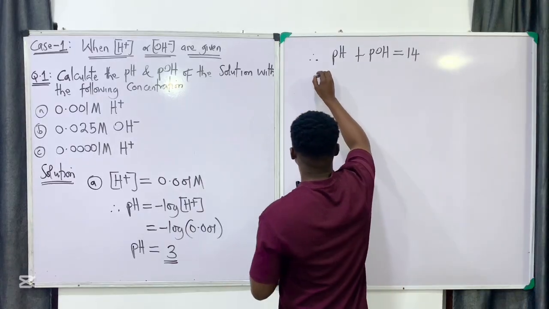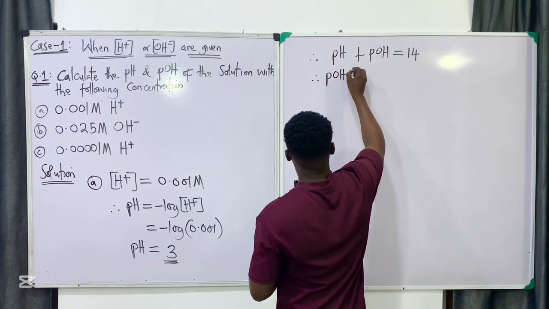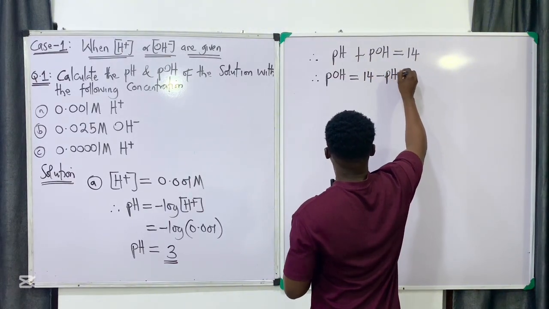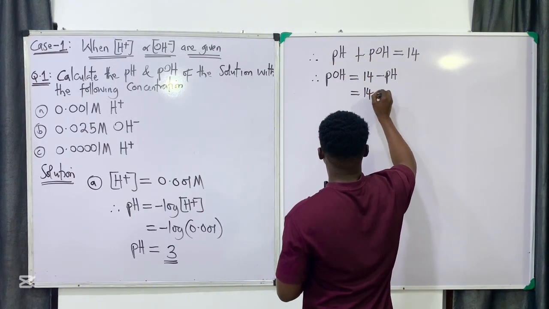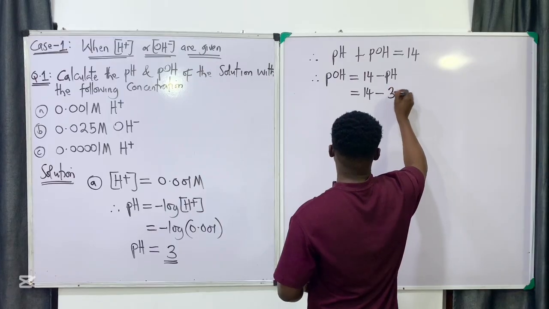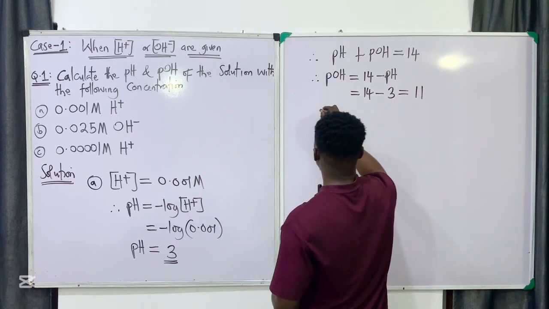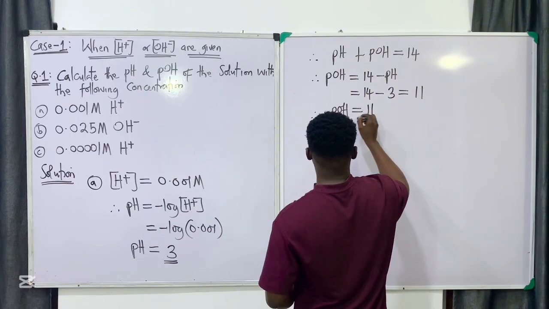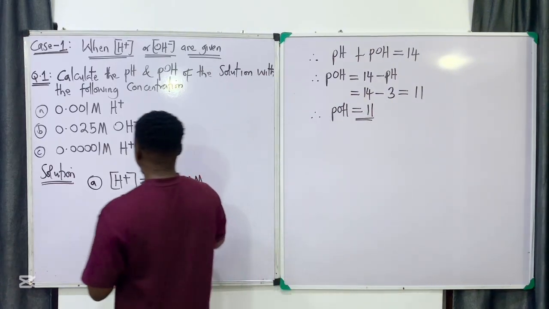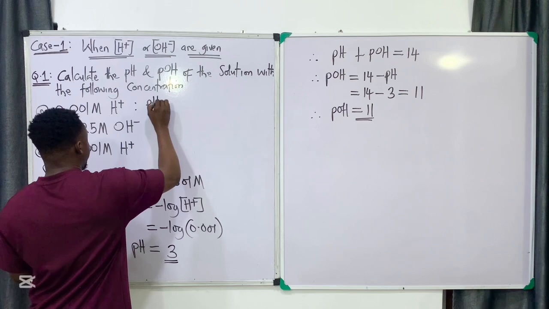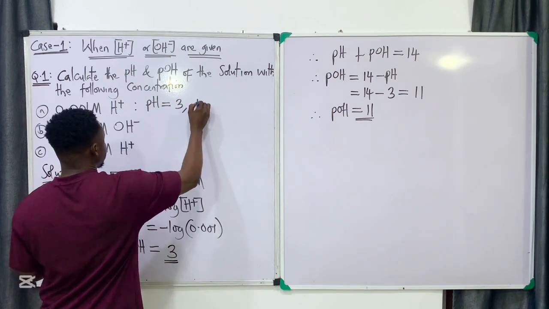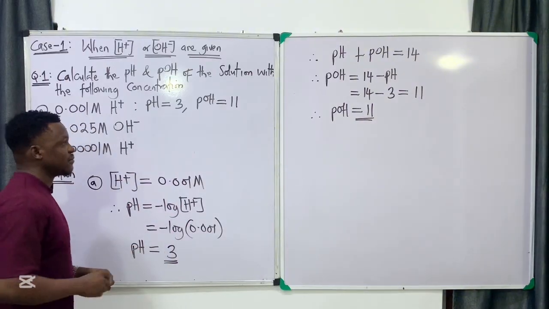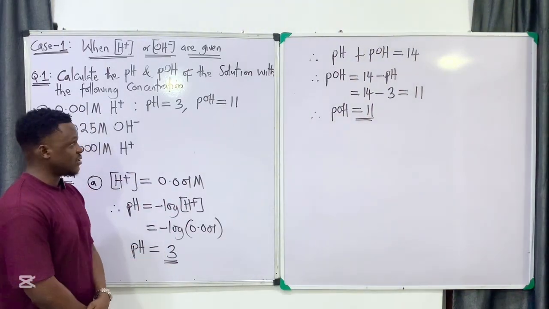Alright, so this becomes pOH equals 14 minus pH, which is 14 minus 3, and our answer is 11. So therefore pOH is 11. So for this first question here, pH is equal to 3, pOH is equal to 11. That is how we got the answer to that question.